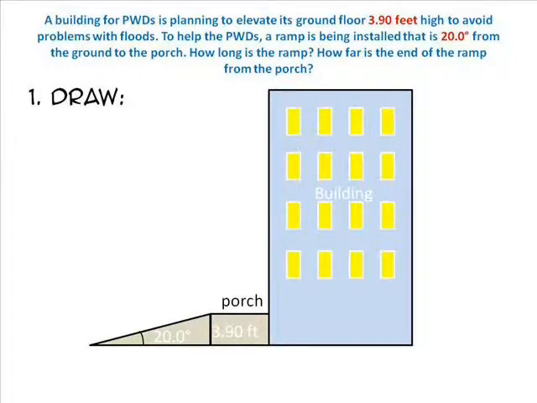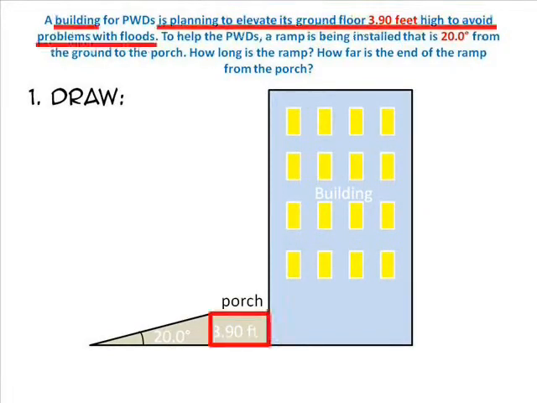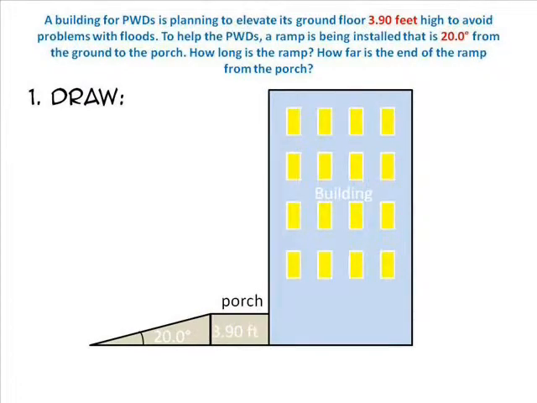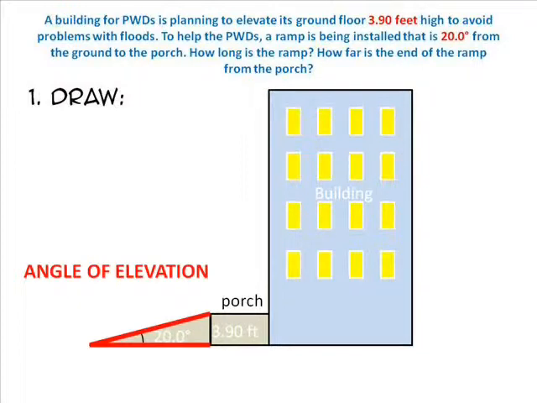Now first, we've been told that a building is planning to elevate its ground floor 3.90 feet high to avoid problems with floods. And also, a ramp is being installed that is 20 degrees from the ground to the porch. Just like this. Great! Now we're told to find how long the ramp is and what's the distance of the ramp from the ground to the porch with only a given angle that is 20 degrees. It's created from the ground, and the line from the ground to the porch is an angle of elevation.